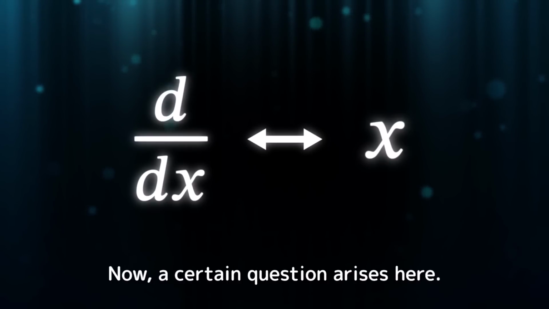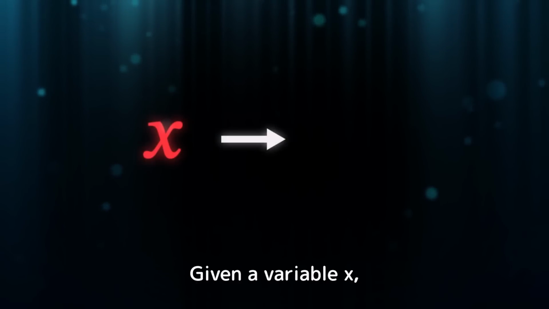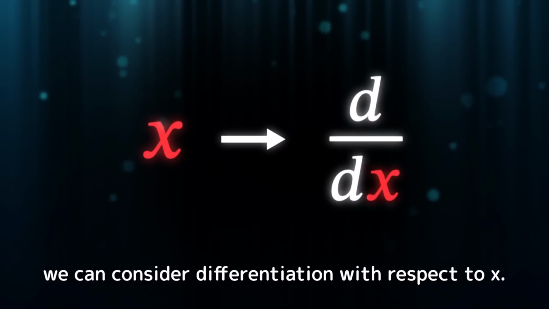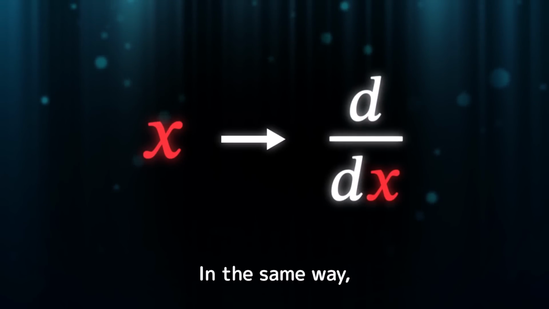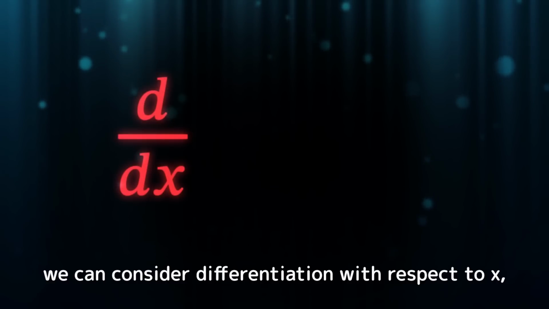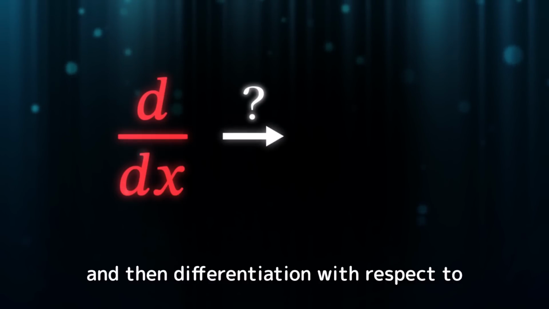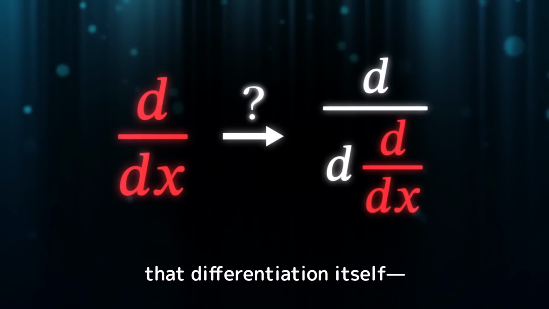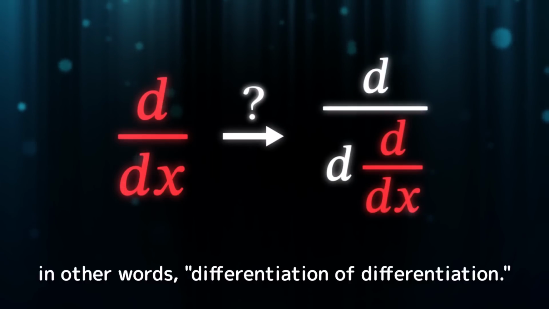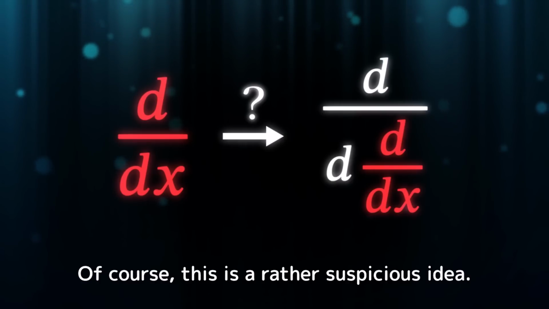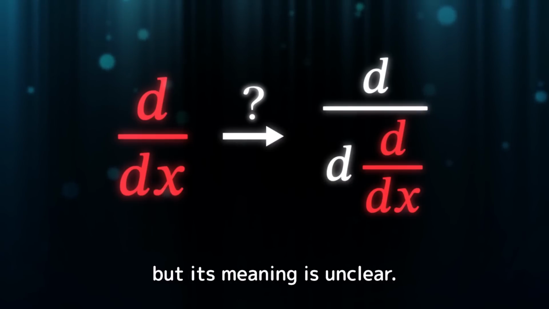Now, a certain question arises here. Given a variable x, we can consider differentiation with respect to x. In the same way, we can consider differentiation with respect to x, and then differentiation with respect to that differentiation itself. In other words, differentiation of differentiation. Of course, this is a rather suspicious idea. We can write such a symbol, but its meaning is unclear.